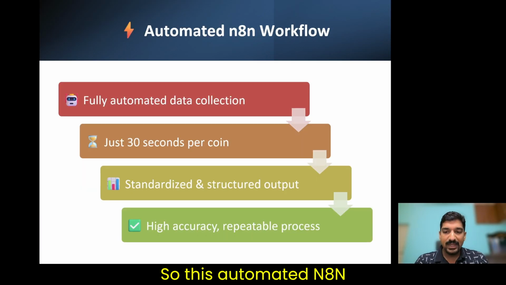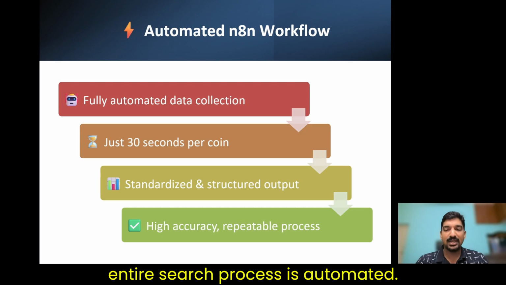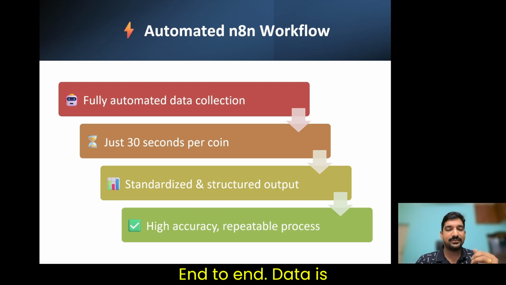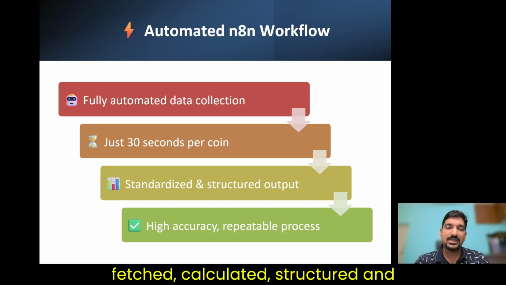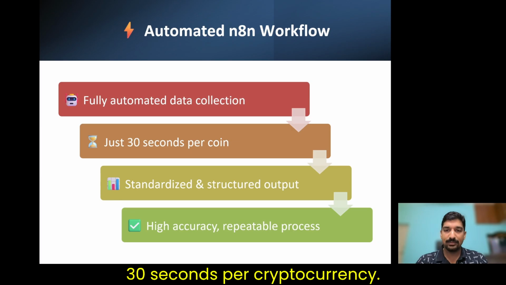So this automated n8n workflow is very simple. The entire research process is automated end to end. Data is fetched, calculated, structured, and summarized automatically, all in under 30 seconds per cryptocurrency.